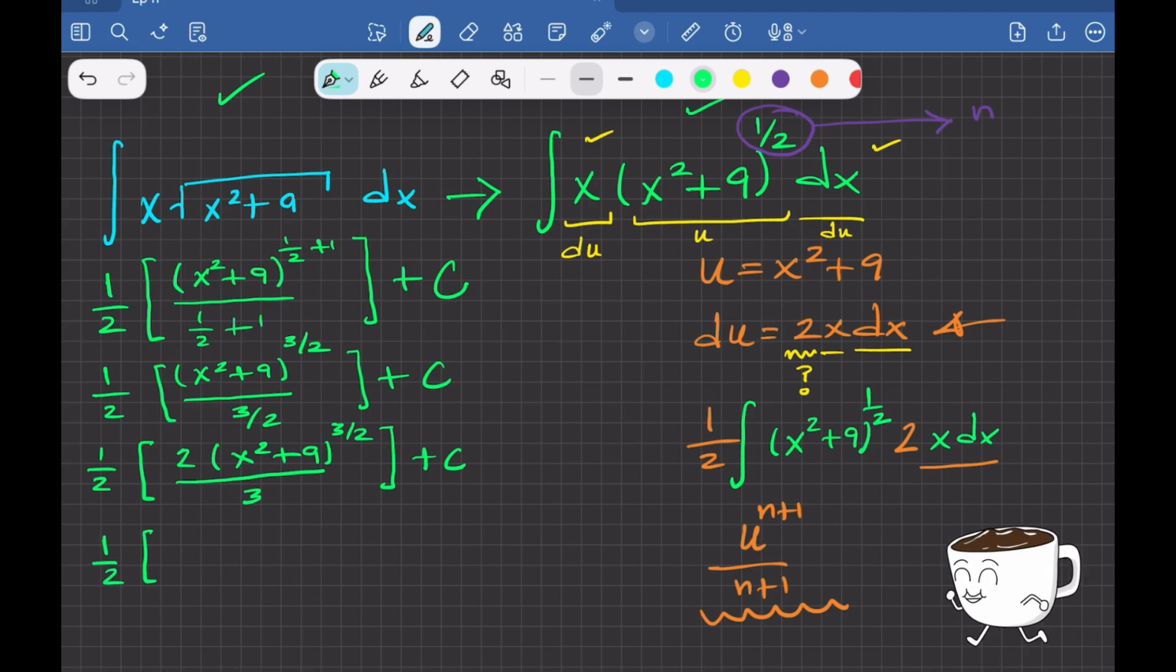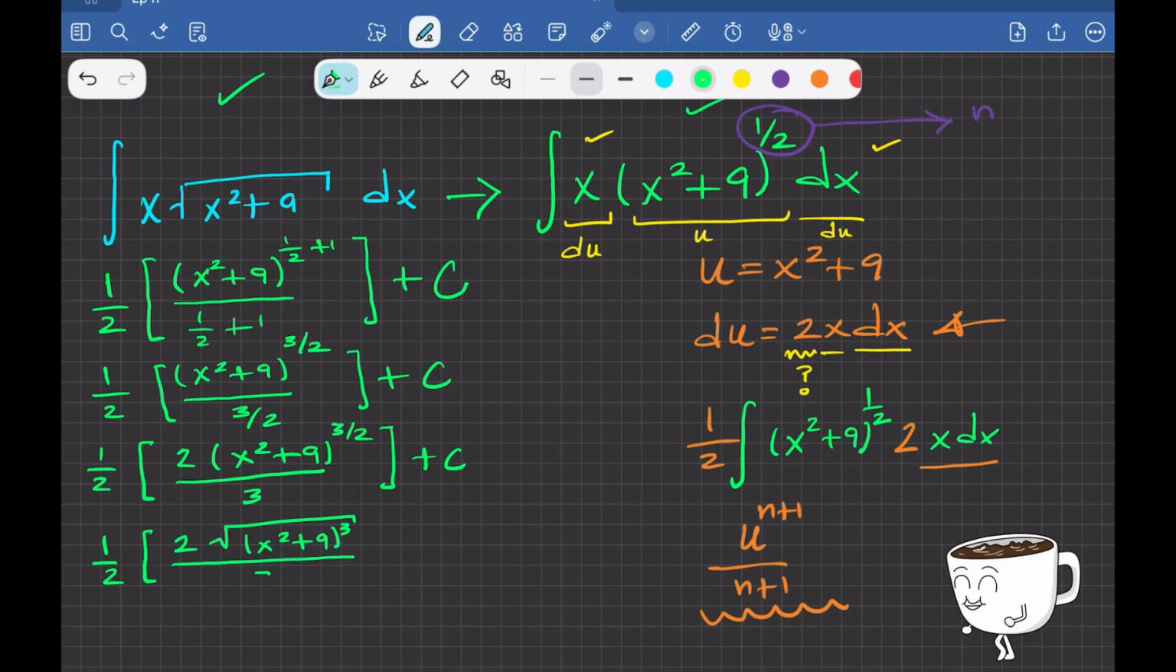We can simplify something more. How would it look? We would have 1/2 times 2, and we convert x squared plus 9 raised to 3/2. What can we do with that 3/2? We can write it as the root of x squared plus 9 cubed, all divided by 3, and we close and put the integration constant.